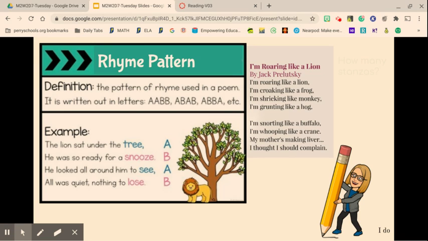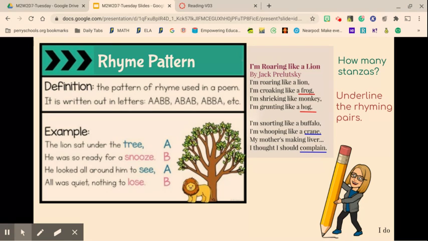Okay, so I'm going to go through my steps, identifying how many stanzas. This one has 2, and I'm going to underline the rhyming patterns. So I have frog and hog rhyme, crane and complain rhyme. I'm going to look at the rhyming pattern. So in this one, lion would be A, frog would be B, monkey doesn't rhyme with anything, so it's going to become C, and then hog rhymes with frog, so I'm going to go back to B. So we have A, B, C, B.